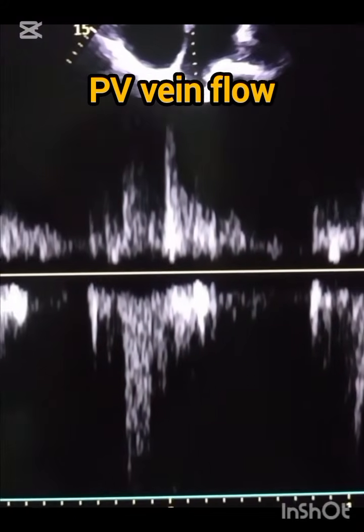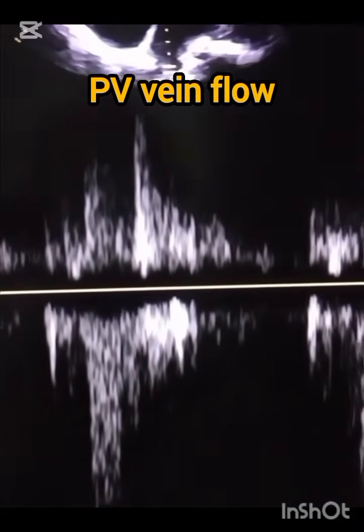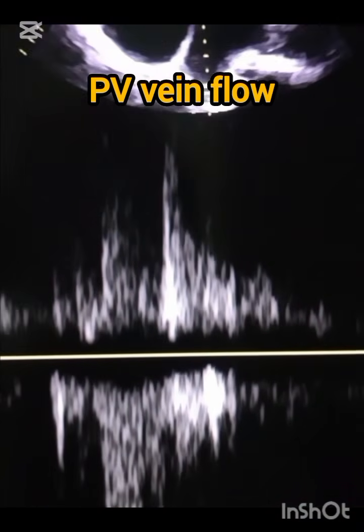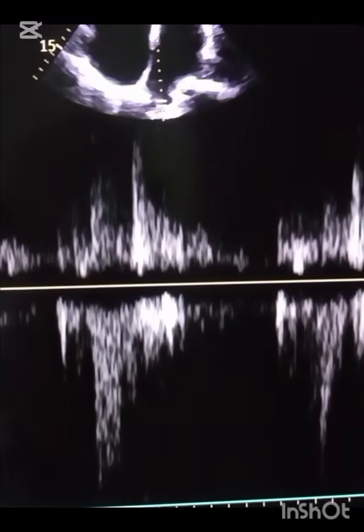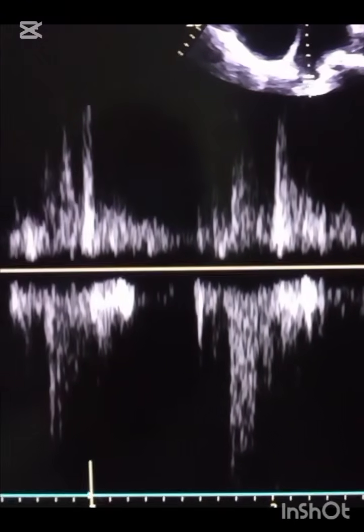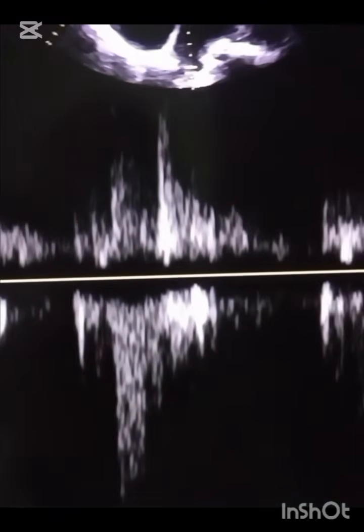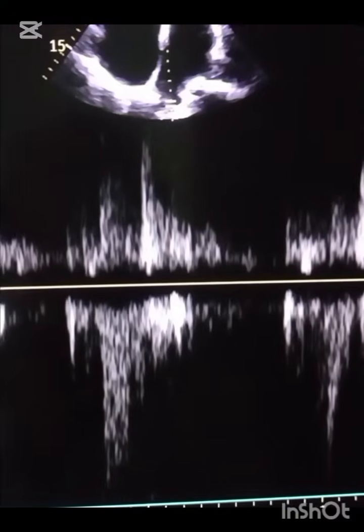Assessment of pulmonary vein flow in MR. Normally, in the pulmonary vein, the flow will be toward the probe, with positive deflections. Whenever there is a negative Doppler shift, this is called retrograde systolic flow reversal, which is an indication of severe MR.